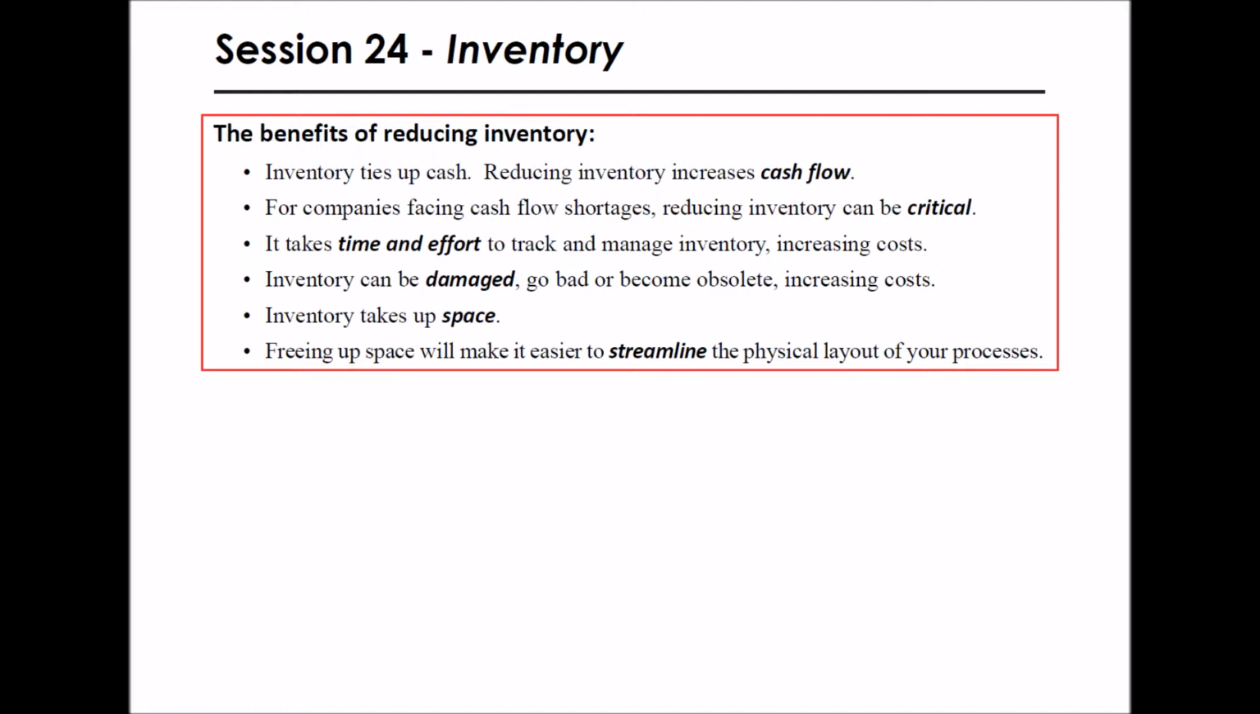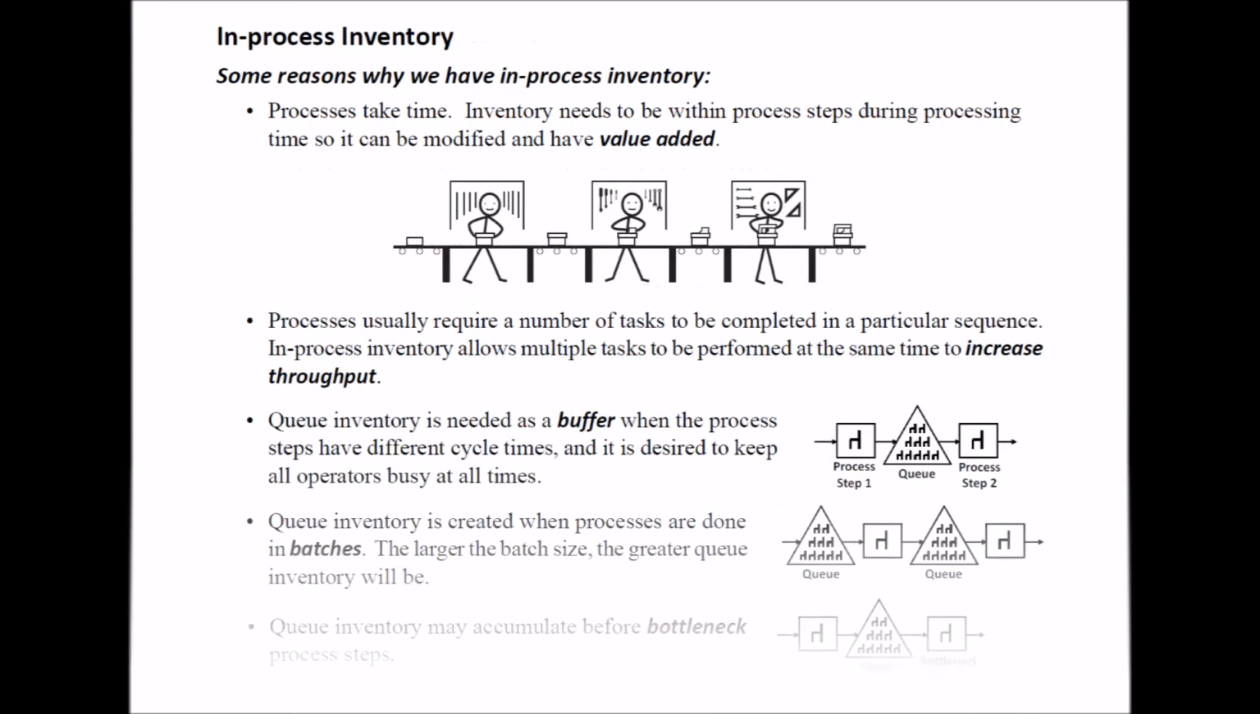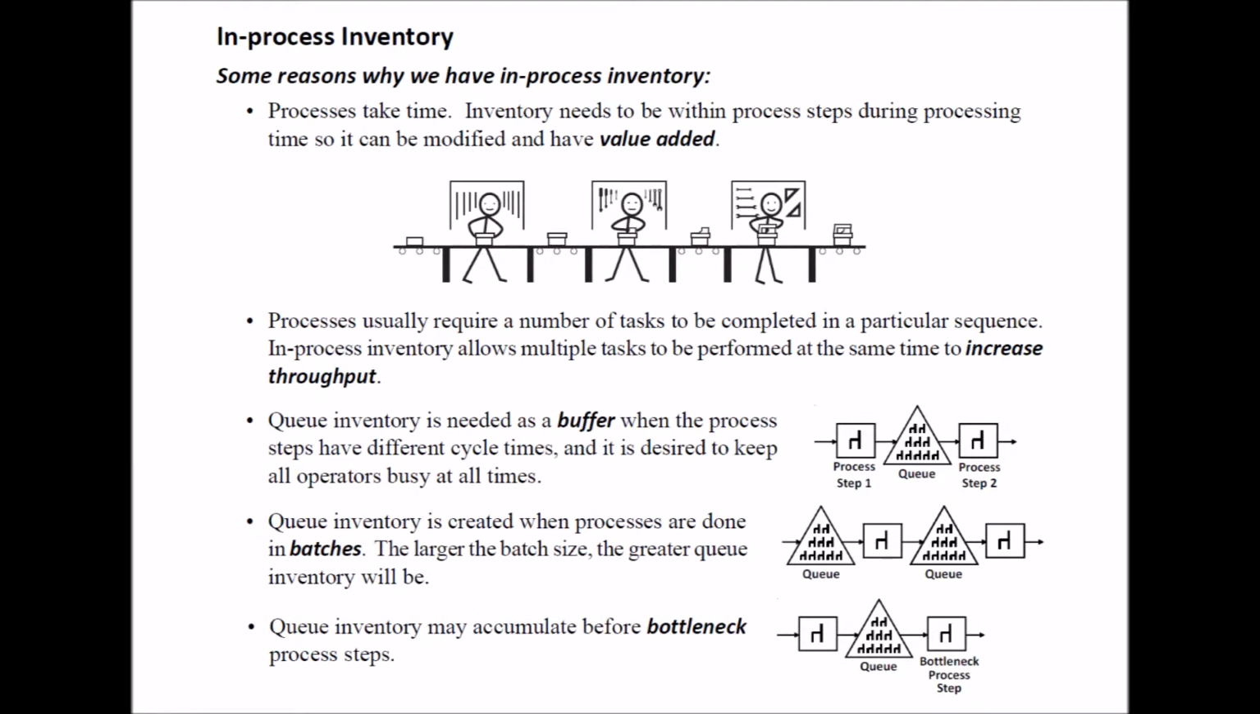Many of the same actions that reduce cycle time will also reduce in-process inventory. The section on in-process inventory is partly redundant, but it reinforces the benefits of reducing cycle time. Understanding why we have inventory will help us to find ways to reduce and minimize inventory.